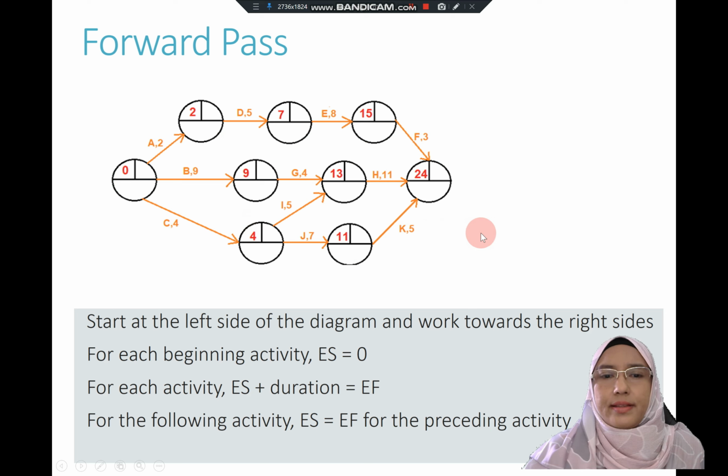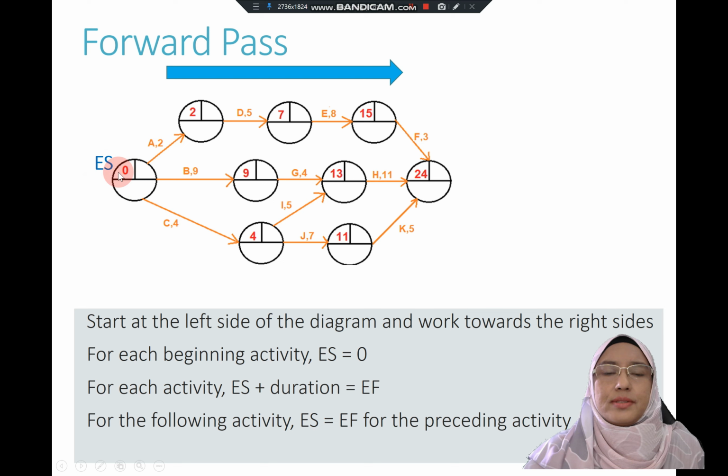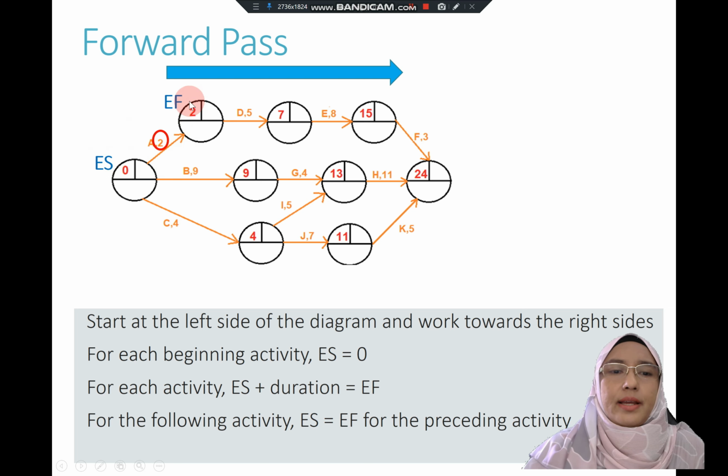Okay, let's look at this network diagram. Forward pass needs to start at the left side and go to the right side of the network diagram. For each activity, the beginning activity needs to start with 0. You can start with 1, you can start with 2, or you can start with 10, but it is best to start at 0. For each activity, early finish is calculated by early start plus the duration, and you get the early finish.